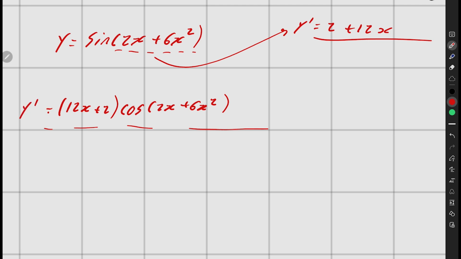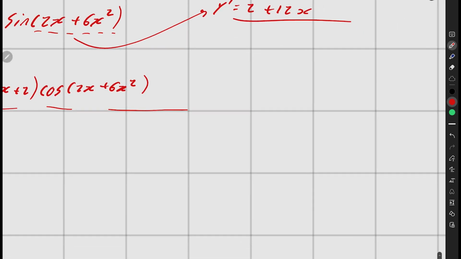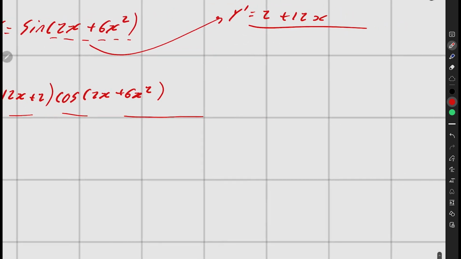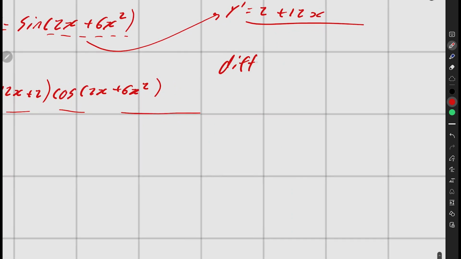And as you can see, this is the same as your basic chain rule. This is just becoming a little more complicated, but we're applying the same rules. And an easy way to remember this is you're differentiating in, then you're differentiating out. So diff in, and then diff out. You're differentiating the inner function first, and after that you're differentiating the outer function.